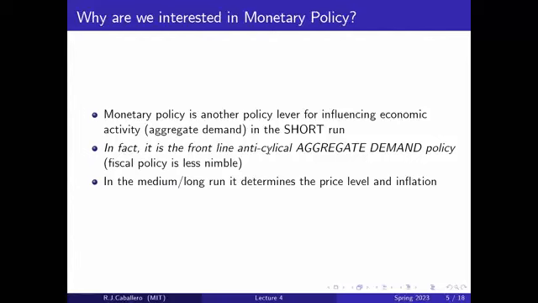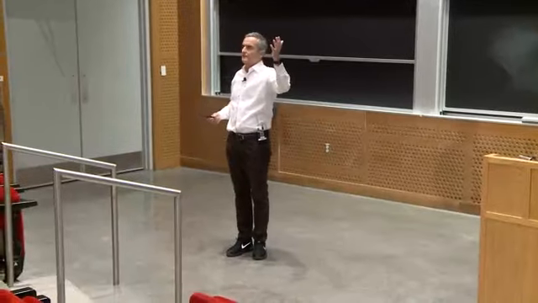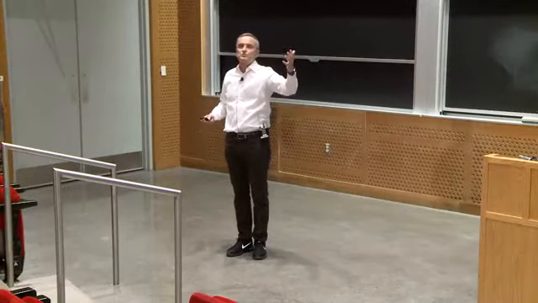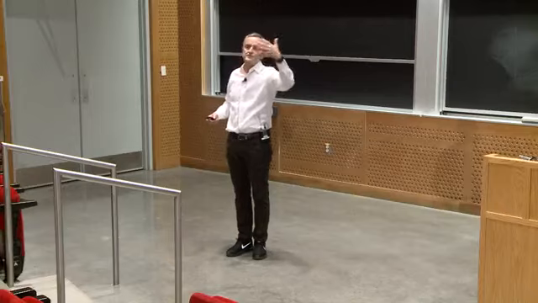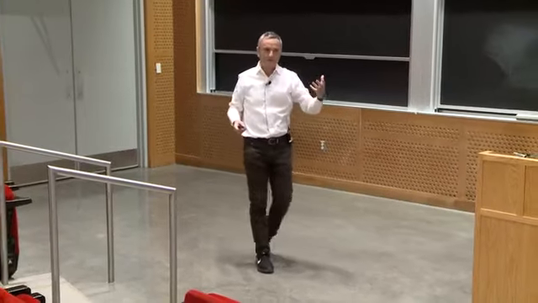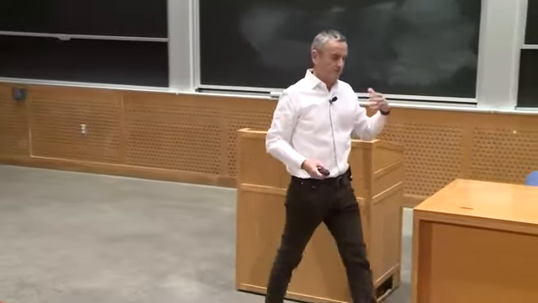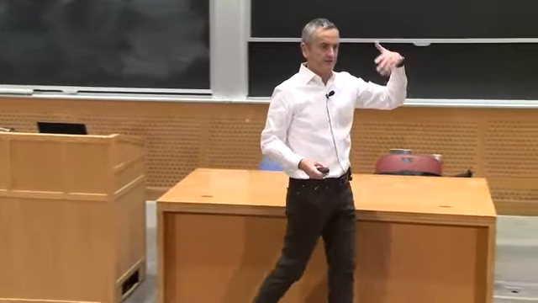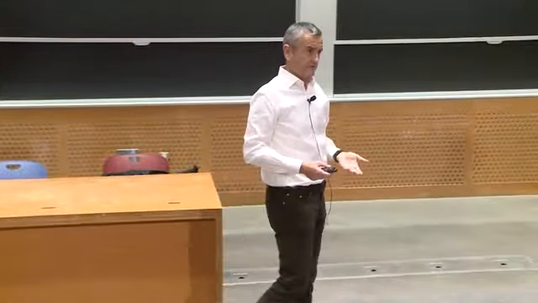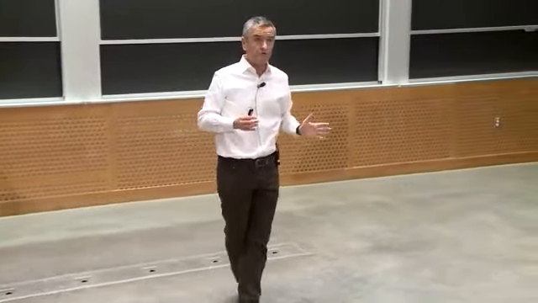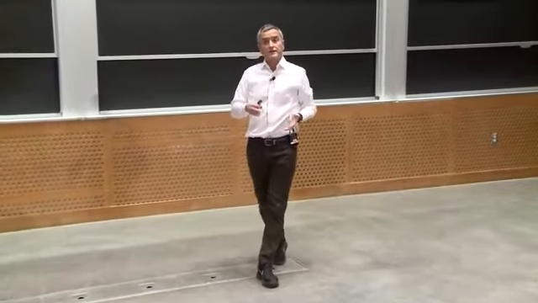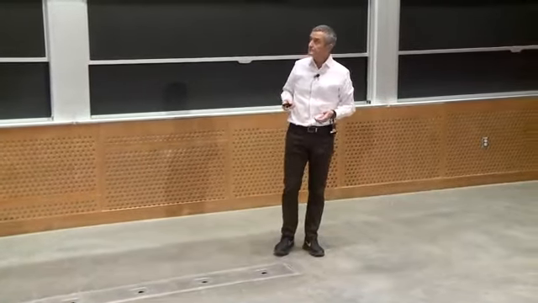Then there are medium and long run issues. Fiscal policy still affects equilibrium output in the medium and long run. Monetary policy is much less effective at that. It's very difficult to change equilibrium growth or things like that with monetary policy. It's only pretty minor. Most of the impact of monetary policy in the medium and long run is really on the price level and inflation, more than on real activity. But in the short run, it's very powerful, for reasons that we're going to discuss in this and the next lecture.